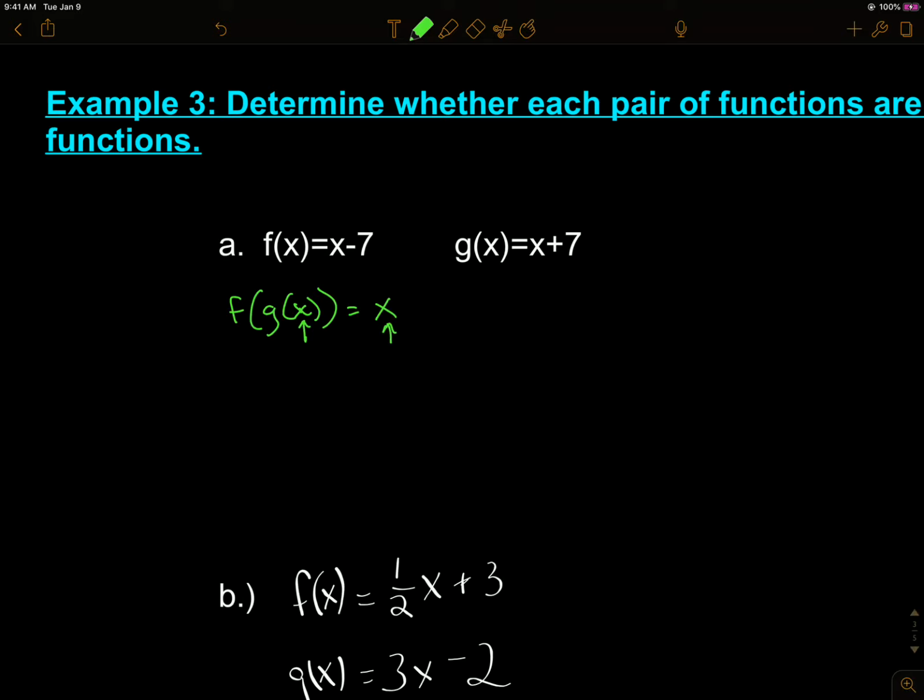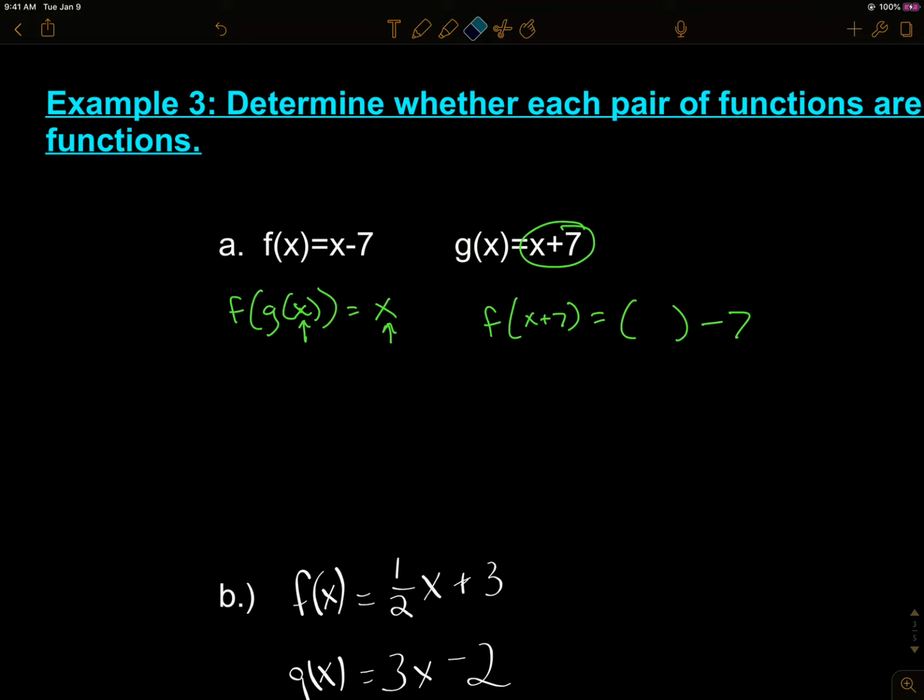So let's do that. F of g of x is f of x plus 7, because g of x is equal to x plus 7. So I take g of x out and I replace it with x plus 7. So f of x plus 7 is x minus 7.